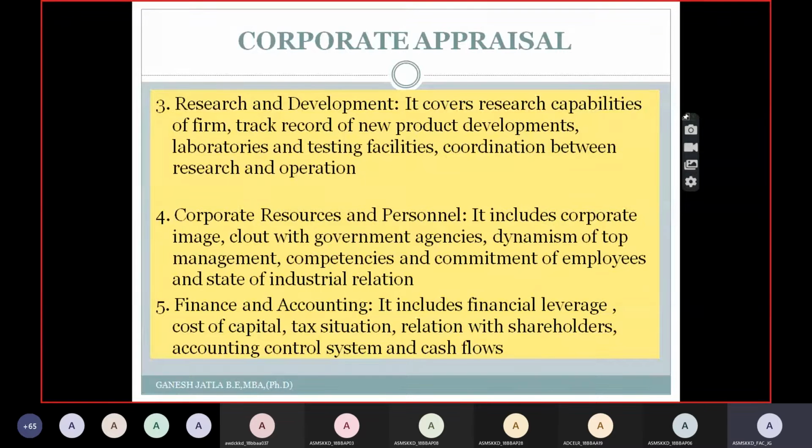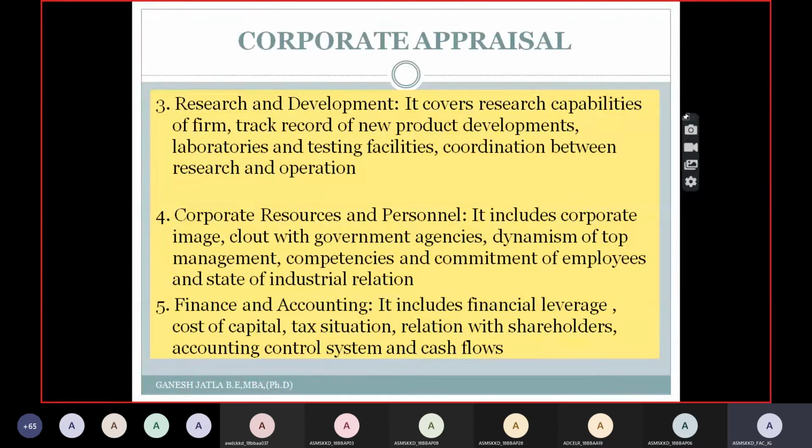And then you appraise the situation of your finance and accounting. Here, what is the financial leverage you have, the cost of capital required for the project, the tax situation in the country, the relationship with stakeholders, and how you are controlling the accounting systems and cash flows. In all these aspects we appraise.